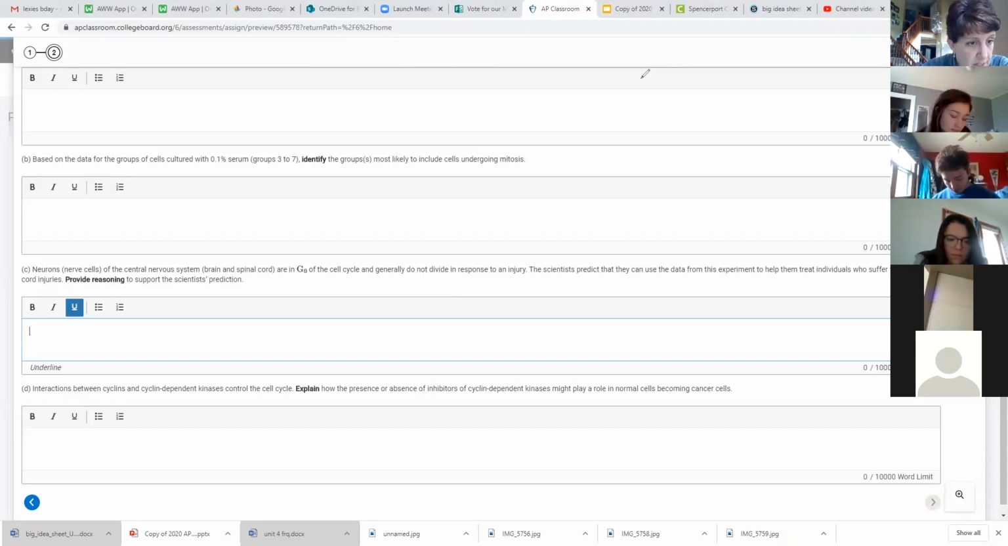All right, so the next one says neurons, nerve cells of the central nervous system, brain and spinal cord, are in G0 and do not divide in response to an injury. The scientists predict that they can use the data from this experiment to help them treat individuals who suffer from spinal cord injuries. Provide reasoning to support the prediction.